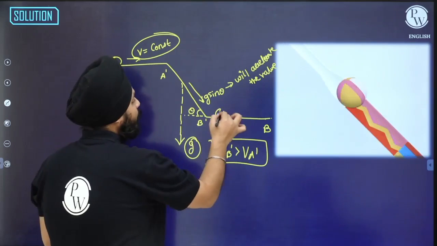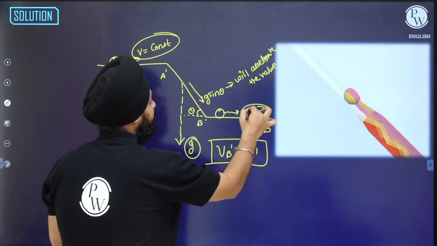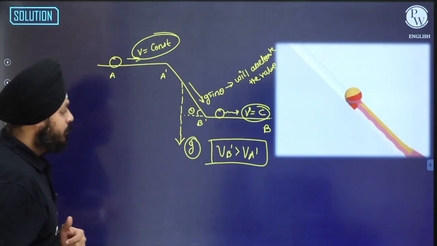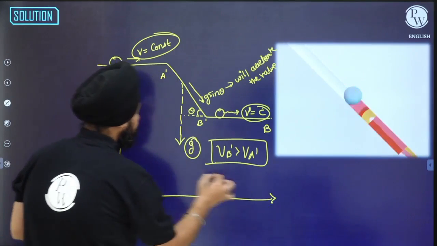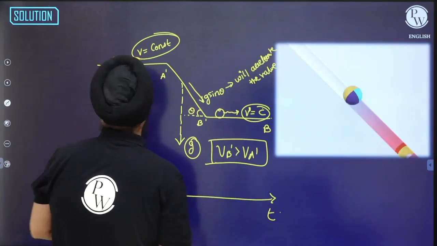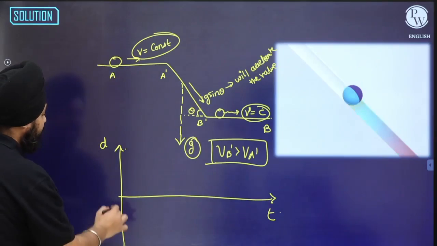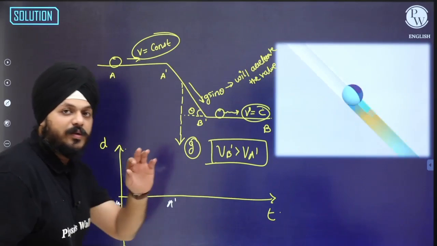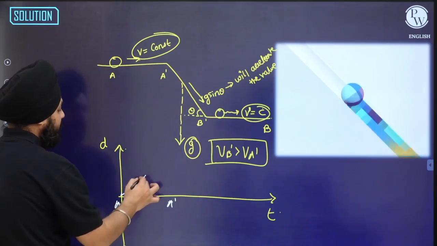Now after moving on to this point, again the velocity will be constant, but this time with some new, different value. So what will be the correct distance versus time graph? See, from A to A dash, let us take an example. This is A and this is A dash. The particle is moving with a constant velocity. Yes, it is moving with a constant velocity. No worries.